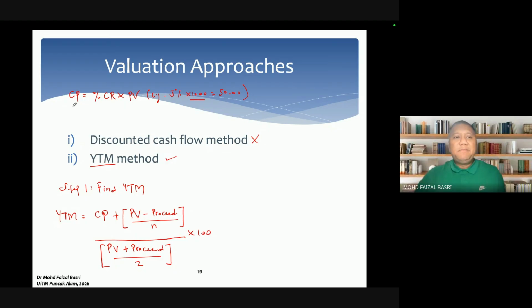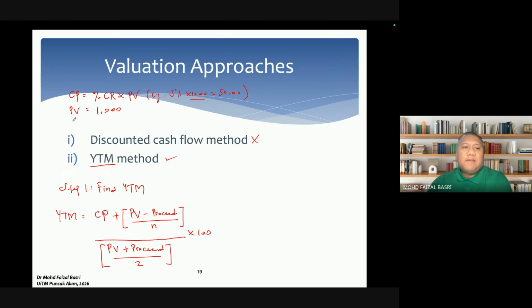So second item ada PV. PV is par value. Par value always 1,000. So this is the fixed amount. Dia tak akan berubah lah. Okay, PV is always RM1,000. Ada soalan ke?